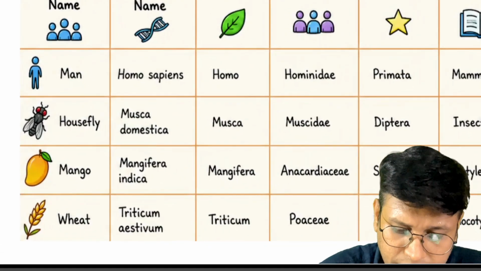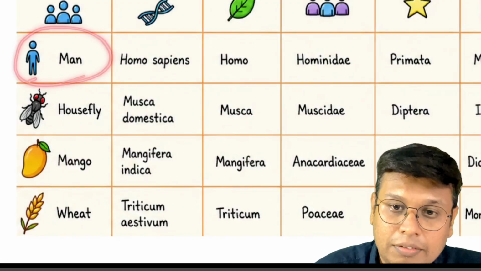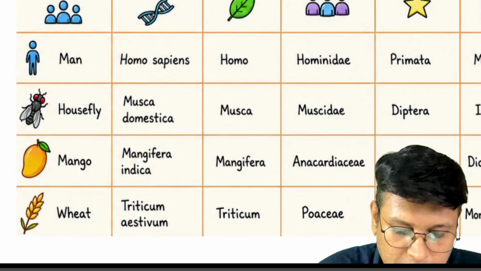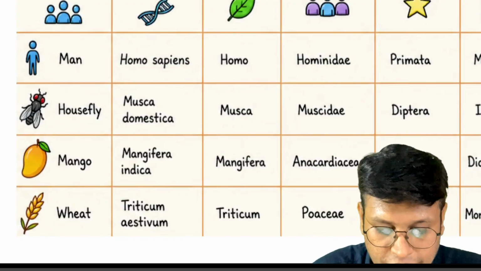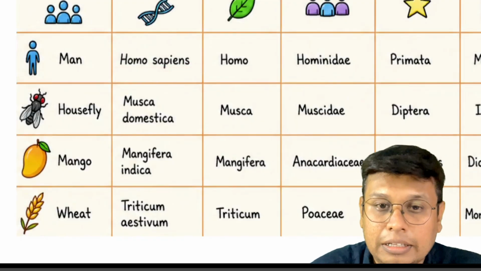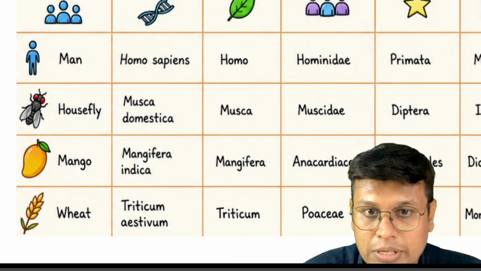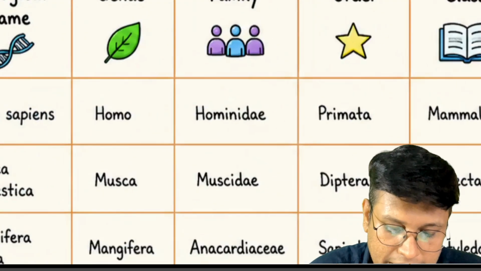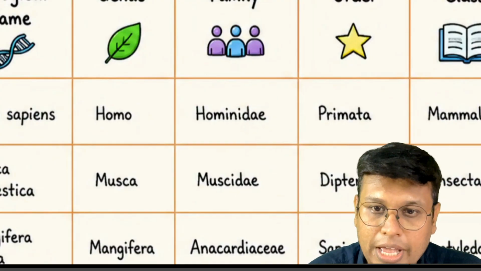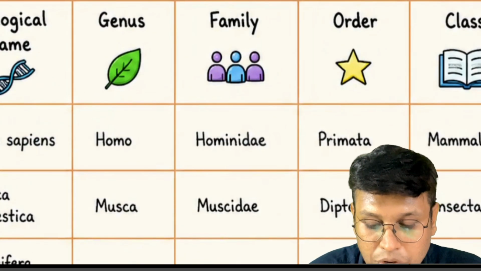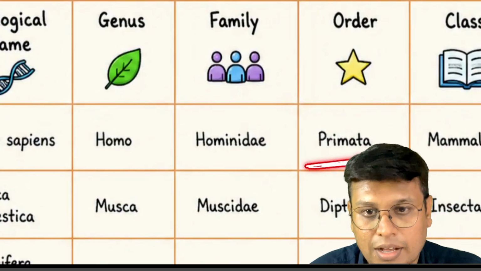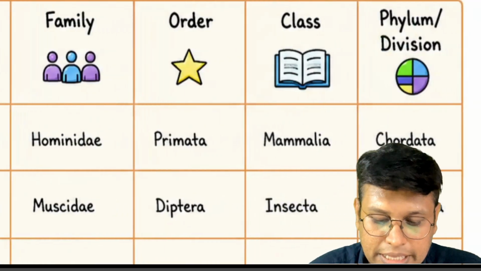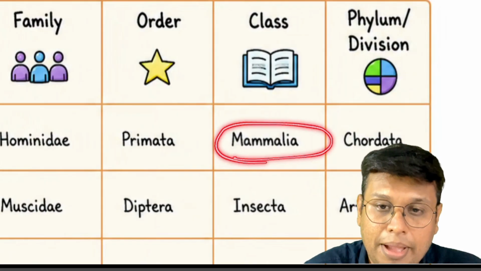Next, pay attention here. First, our classification: man, or human being. The biological name has the first name, the genus name, and the species name. So we are Homo sapiens. Homo is our genus. Again, which family are we? Hominidae. And under which order do we come? Monkeys and us have one order, that is primates. We are primates, Hominidae. Then we come under class Mammalia.